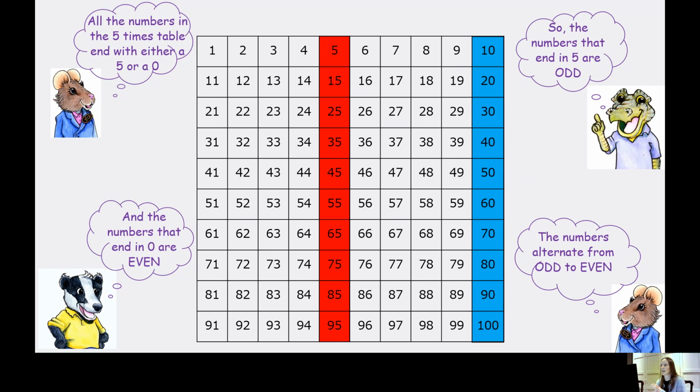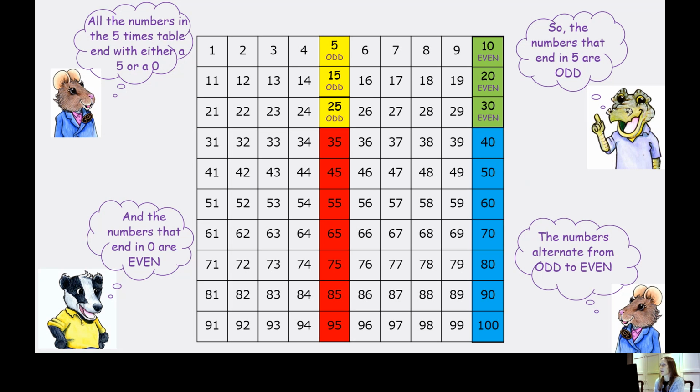Let's take a closer look at that. So the first number in the 5 times table is 5, and 5 is odd. Then the next number is 10, and 10 is even. Then we go to 15, well, that's odd. 20, that's even. 25 is odd. 30 is even. And again, that pattern goes on and on forever and ever and ever.